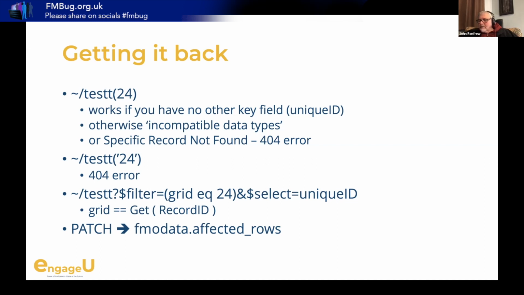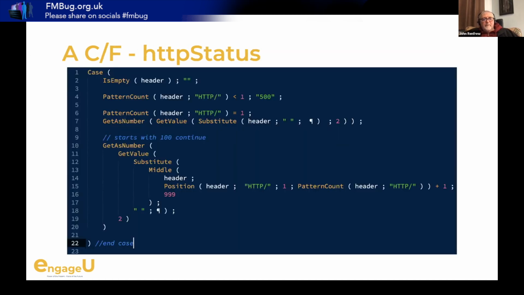Just as a note, when you do a patch, which is effectively updating a record, you get back in the headers another header, fmodata.affected_rows. Clearly, if you're patching a single record, the answer should be 1. But it's really helpful if you run a batch, because if you allow it to continue on error, you can see how many rows got affected by the data you were writing, and whether that is the same number as the number of rows you put in the batch. Again, most of these things are here just to help you speed up your learning, and then you can go and play with them.